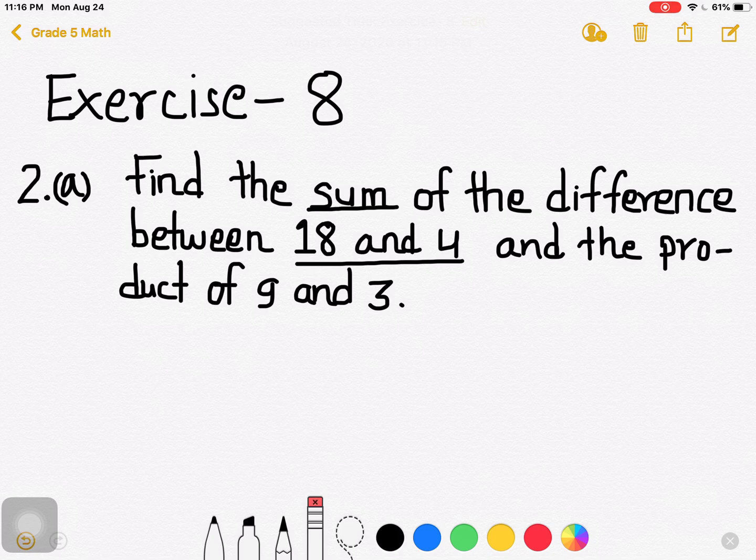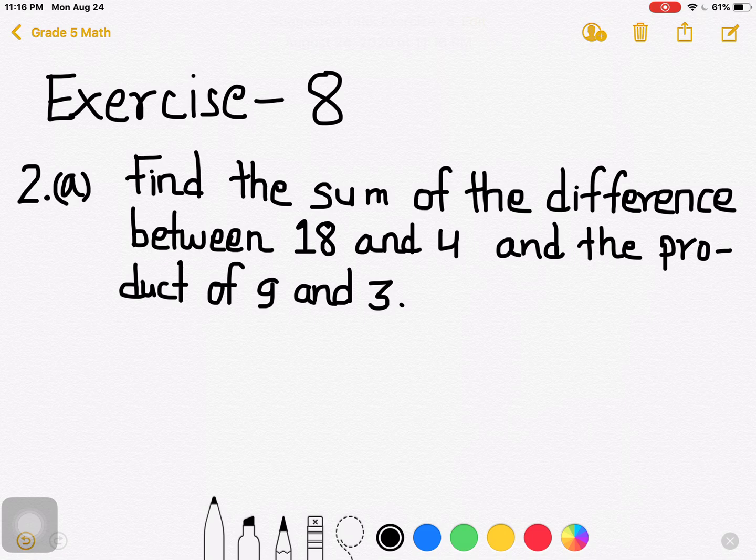So first of all, let us read the question here, as I have written the questions already. Find the sum of the difference between 18 and 4 and the product of 9 and 3. In this type of question, what we have to know is what is asked and what is given.